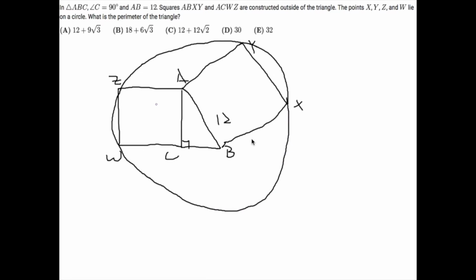There's a theorem that states that if you take the perpendicular bisector of two chords on a circle, they'll always meet at the center of the circle. So in this case, if I take the perpendicular bisector of XY and ZW, they'll intersect at the midpoint of AB, which is the center of the circle, and we'll call this point O.